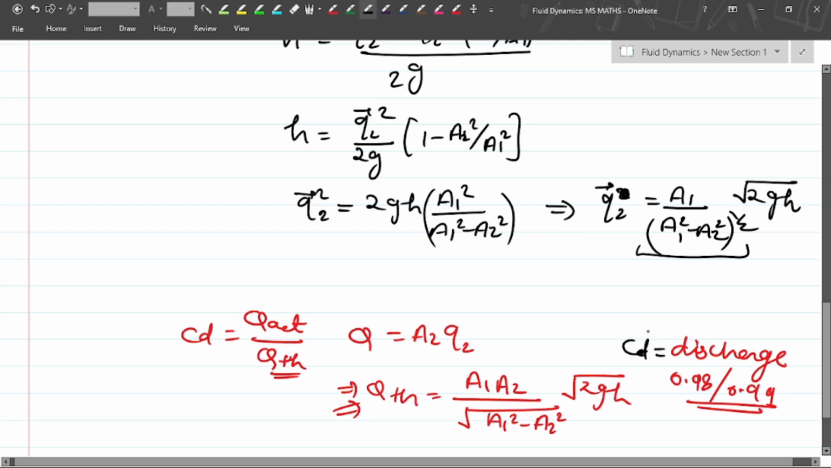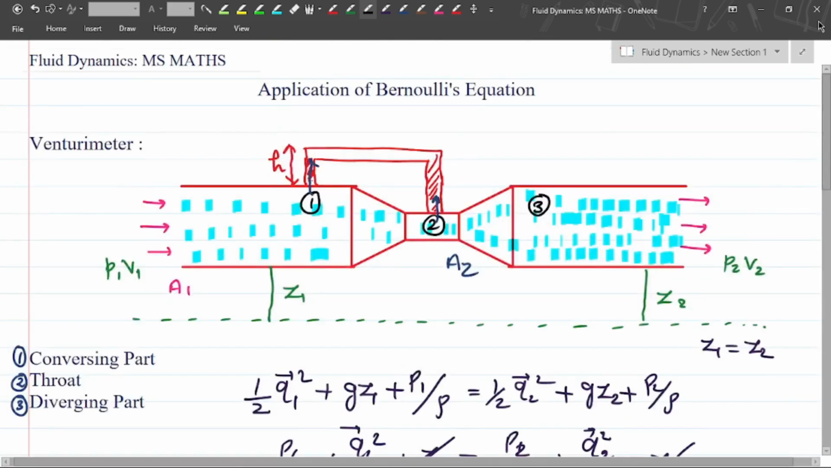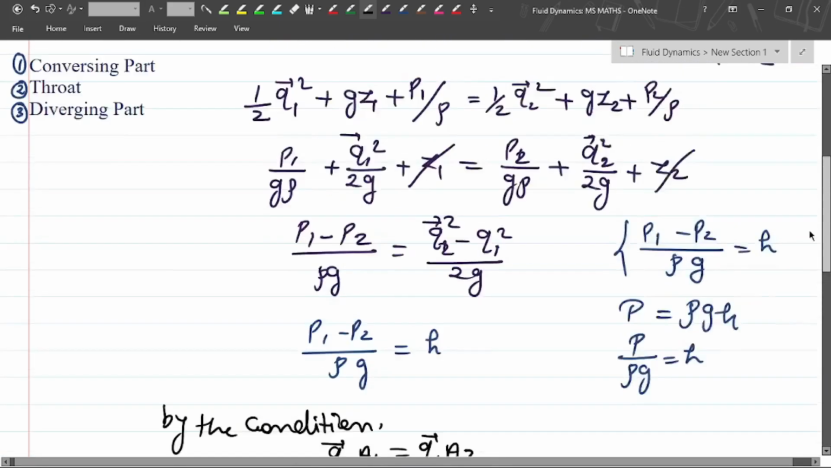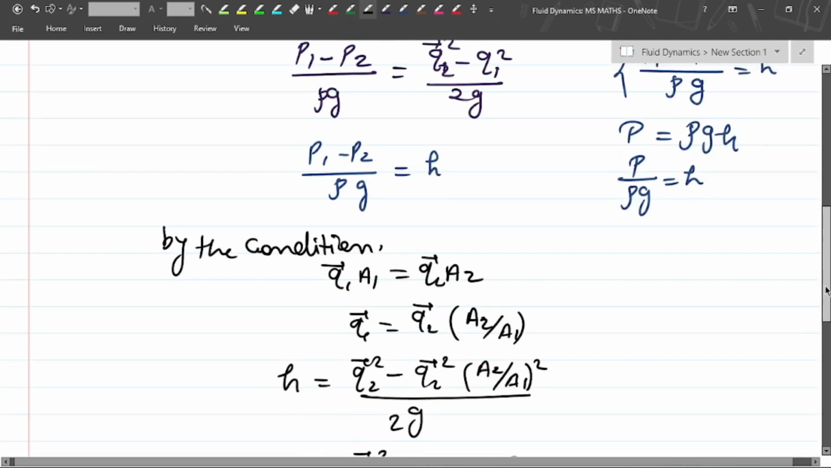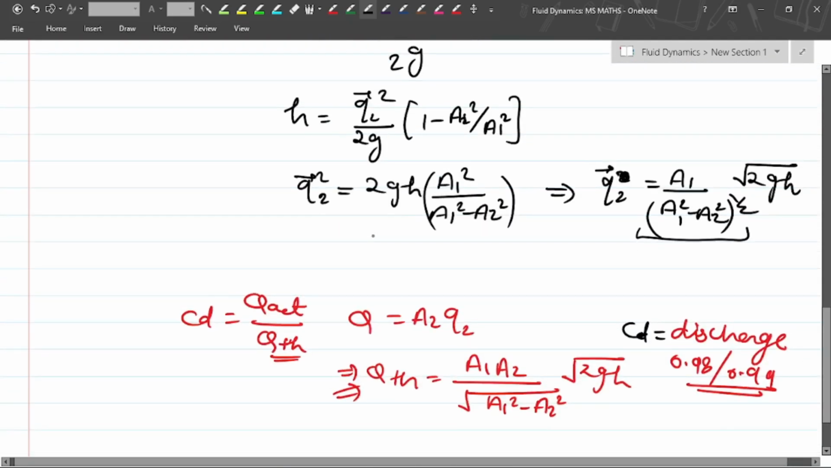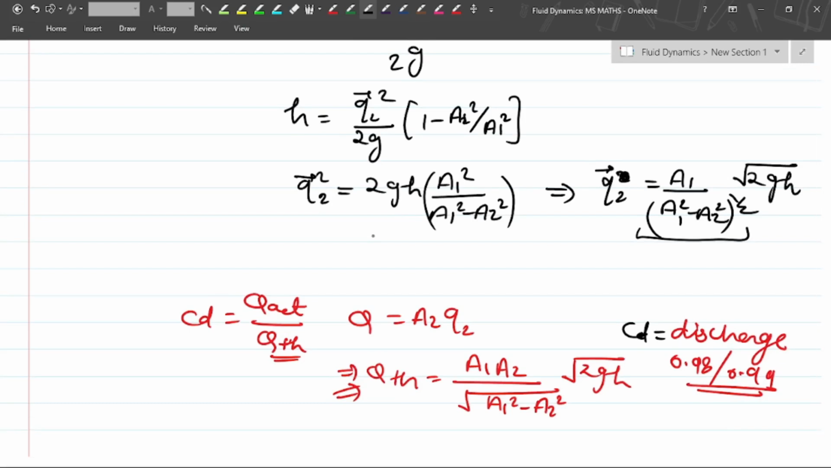So this is all about the Venturi meter. It's simple: we have used the simple Bernoulli's equation, put in some basic concepts, and get the result. So these are basically applications of Bernoulli's equation or Bernoulli's theorem.